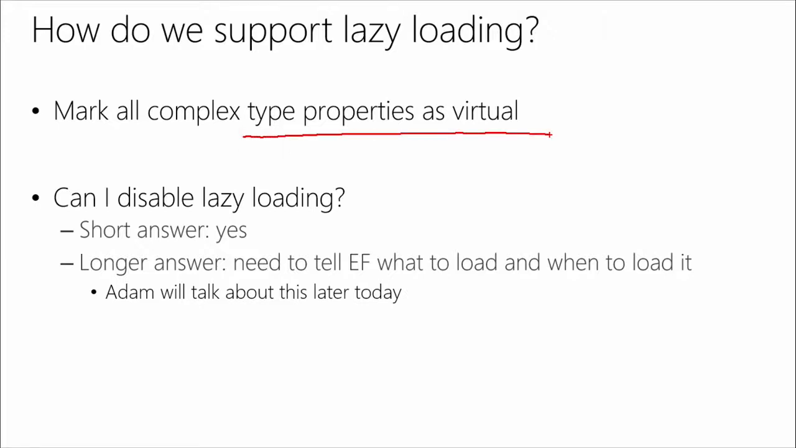Now, people are, of course, going to ask, wait a minute, can we disable lazy loading? We don't want to have to go back to the database multiple times to get that data. And the short answer to that question is absolutely yes, you can do that. The longer answer is what you need to do is tell Entity Framework what you want to go grab. And you're going to do that by using include. And when you use include, what you'll actually notice is that it will then go ahead and do the join and bring all of that data in.